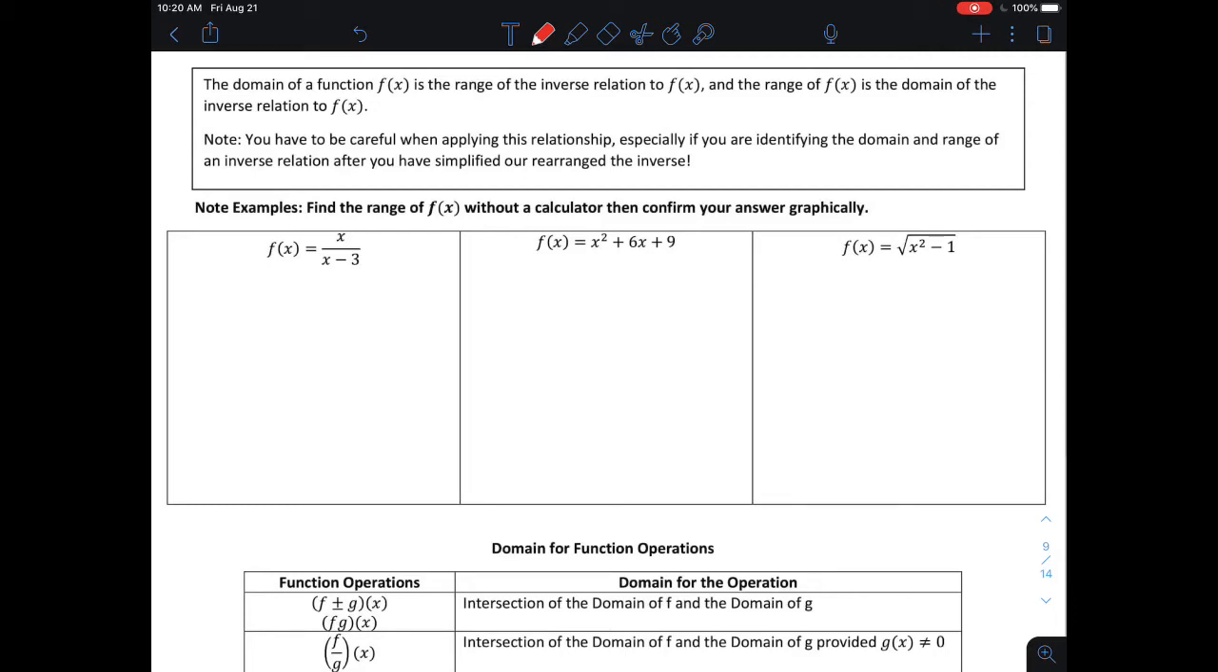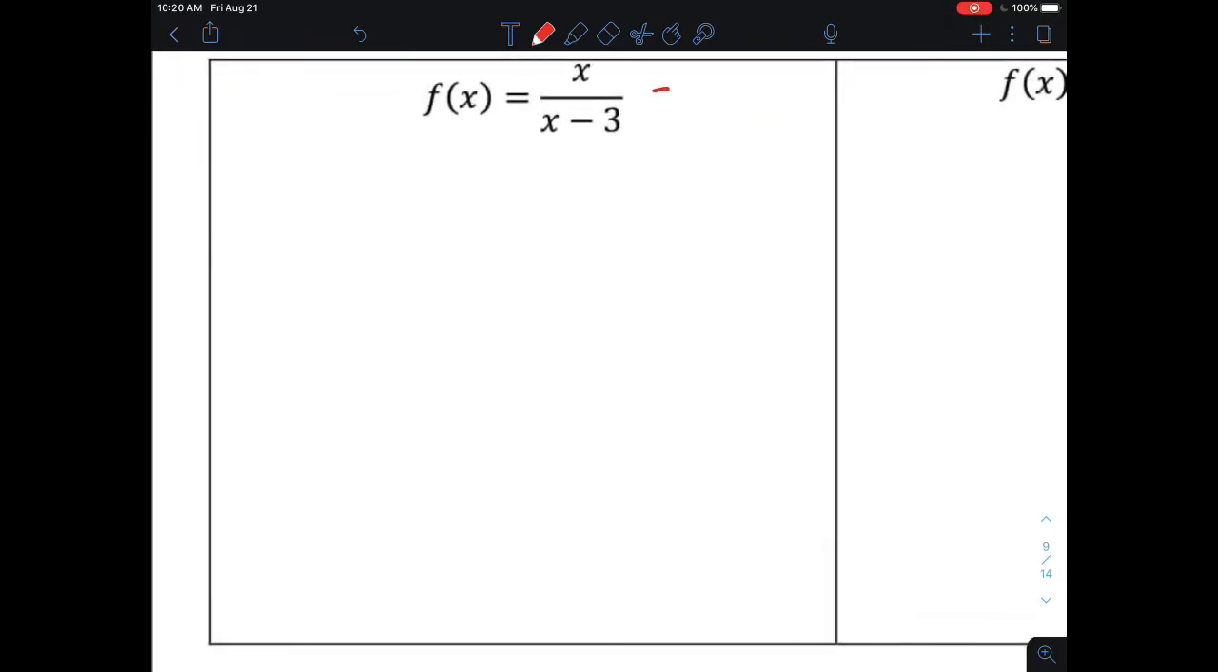Now there is something to keep in mind: we have to be very careful when we're applying this relationship, because at times if you proceed too far in your rewrite for the inverse equation, you can accidentally remove some restrictions of the original function when it comes to finding out this domain of the inverse. And so we just have to do a quick double check at the end to make sure we didn't miss anything important. So I want to start off by saying, to find the range, we need to first find the inverse.